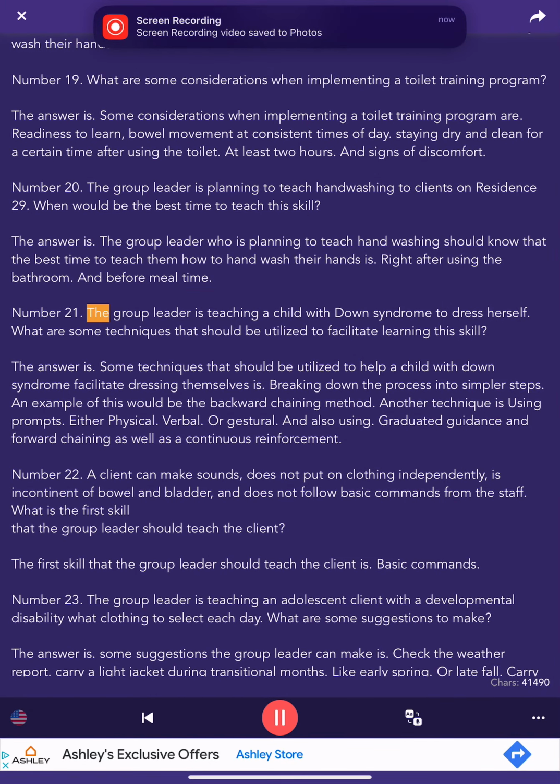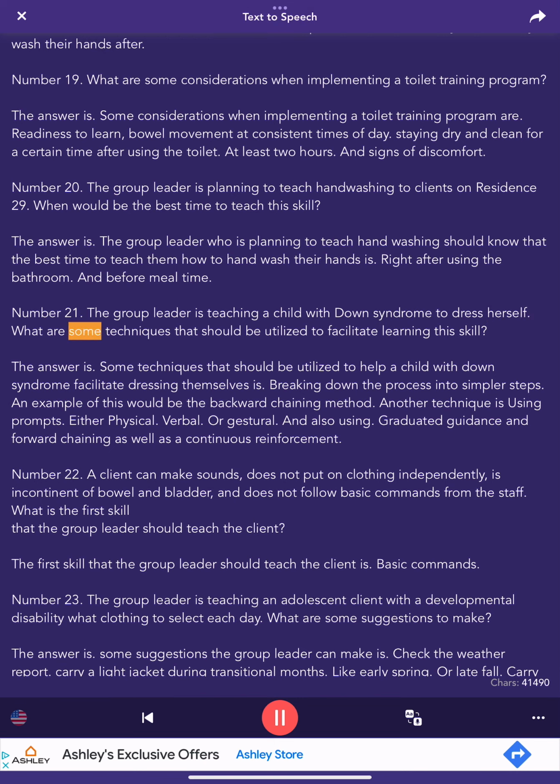Number 21. The group leader is teaching a child with Down syndrome to dress herself. What are some techniques that should be utilized to facilitate learning this skill? The answer is, some techniques that should be utilized to help a child with Down syndrome facilitate dressing themselves is breaking down the process into simpler steps. An example of this would be the backward chaining method. Another technique is using prompts, either physical, verbal, or gestural, and also using graduated guidance and forward chaining as well as continuous reinforcement.